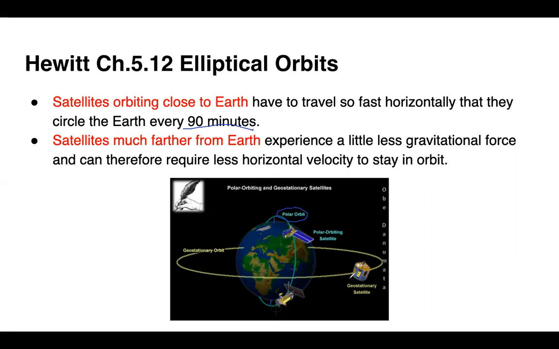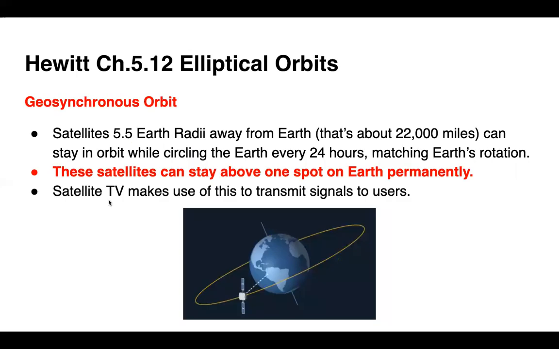But if we're able to get a satellite further away, if you look at this satellite here that they call a geostationary satellite, this is a huge, huge distance. This satellite could actually move a little bit slower and still stay in orbit. It doesn't need such a high speed, and therefore it might not make a rotation around the Earth every 90 minutes, but maybe every 10 hours or something like that. With that in mind, if we could slow rotation down enough to match Earth's rotation, then interesting things happen. And that's what's going on with geosynchronous orbit.